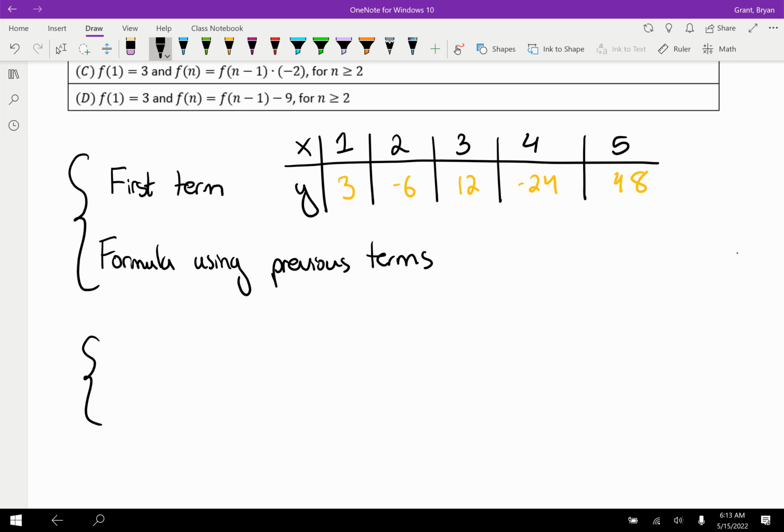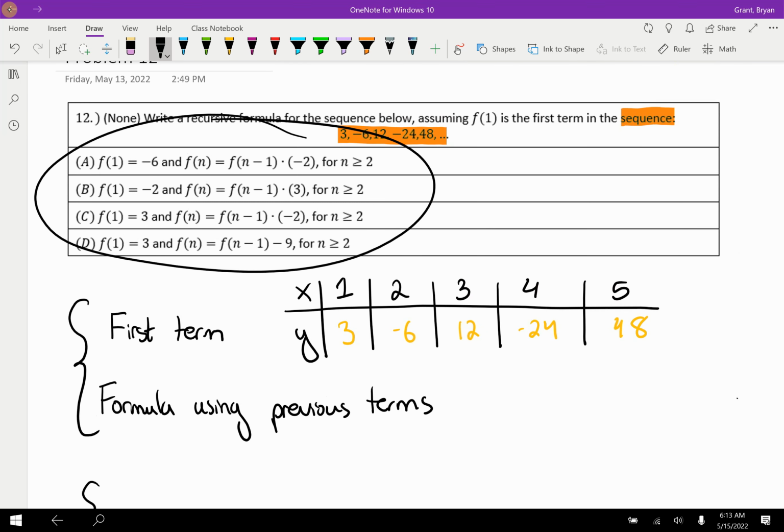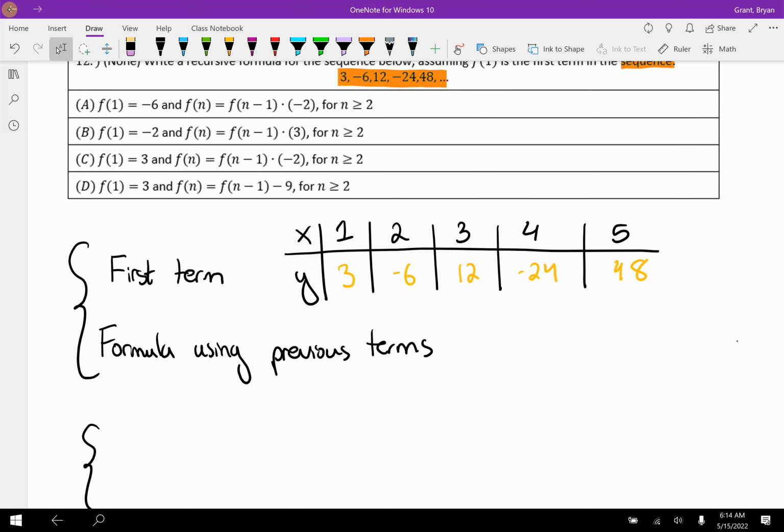Our first term in this sequence, they told us, is 3. However, looking at what's up above, how did they write the first term? Well, they used function notation. They said f of 1, which means the first term, equals, and based on our table, it looks to me like the first term is 3. So we know our recursive formula starts with f of 1 equals 3, which I think quickly eliminates a and b, but still keeps c and d in the running.